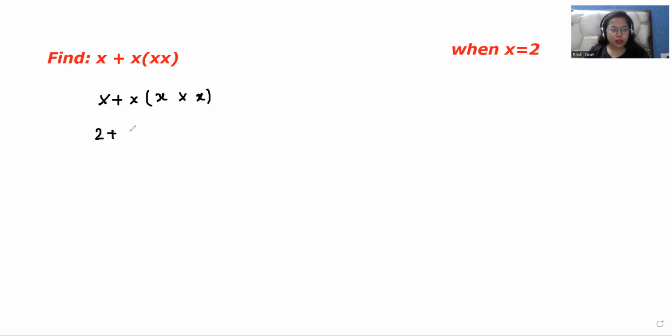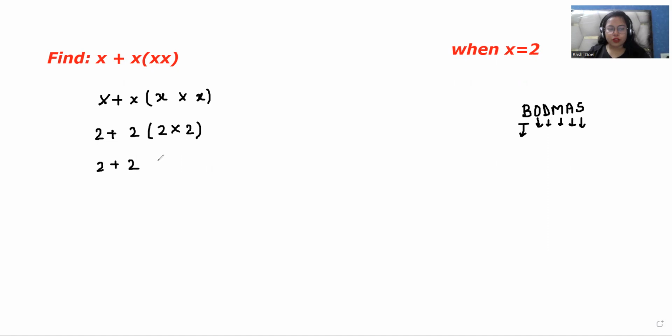So 2 plus 2(2 times 2). According to the BODMAS rule, first we need to solve the bracket, then of, then divide, multiplication, addition, and subtraction. So first we are going to solve the bracket. In the bracket, it is 2 times 2.